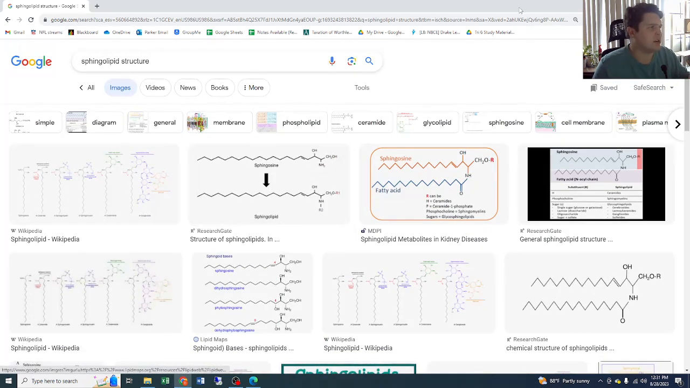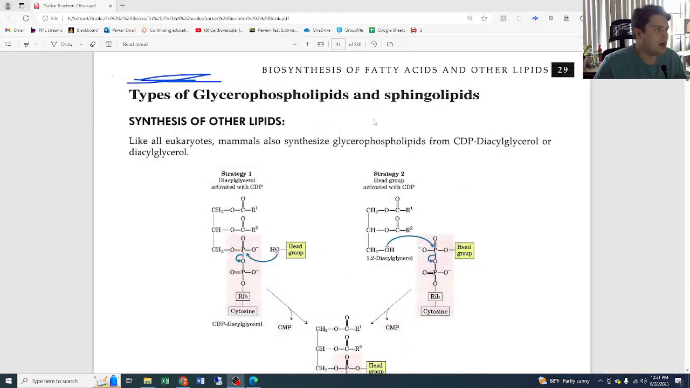This isn't something that he usually covers super deep, but I just want to make sure that you understand that that's what a sphingolipid is. We spend more of our time focusing on the glycerophospholipids because that's more of what we see, but those sphingolipids will come into play later on as well.